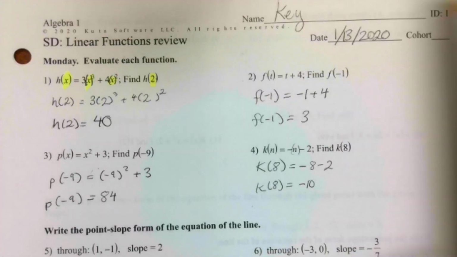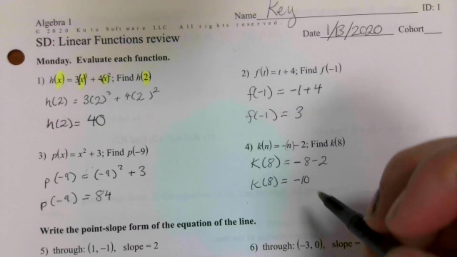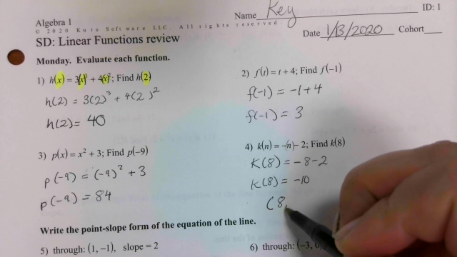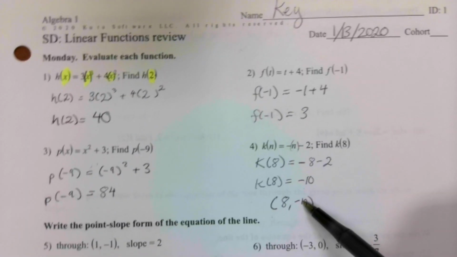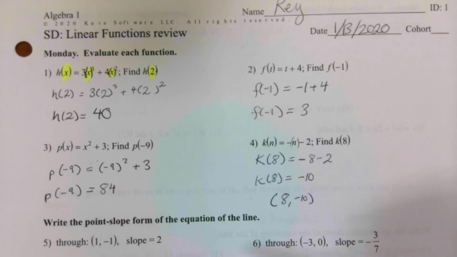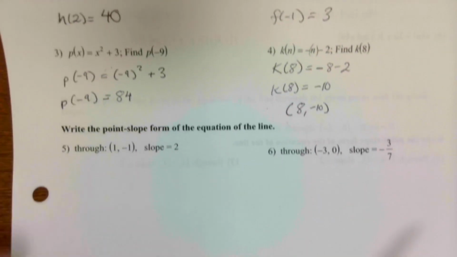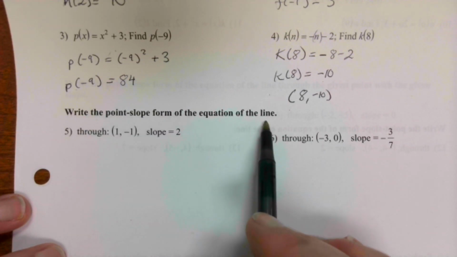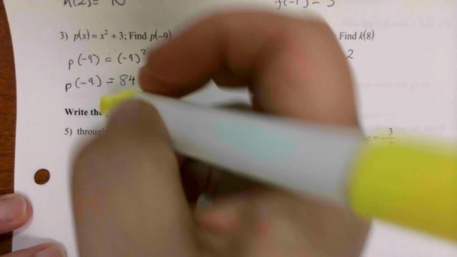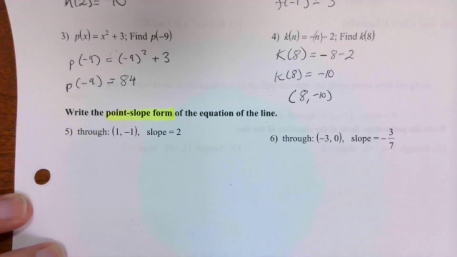Just to help you understand, this is a point. This would be the point 8, negative 10. This is my x value, this is my y value, my input and my output. Okay. I need to write the point-slope form of the equation of the line. It's important that we know what point-slope form is.